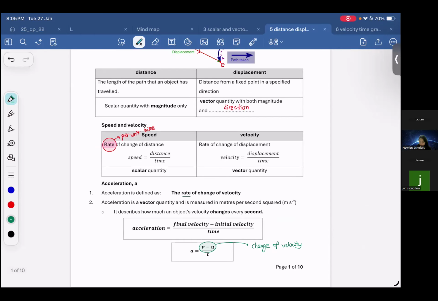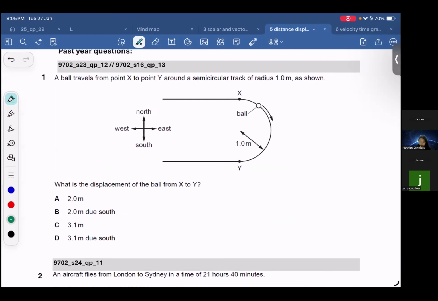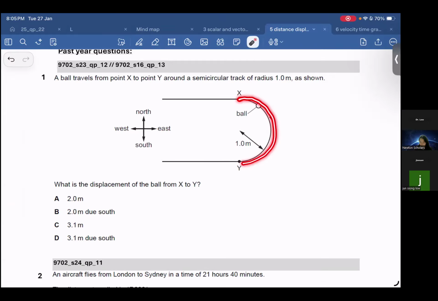So we turn to page number 2. Here, this one is a past year question from 2023 and also 2016. It is about a ball travelling from point X to point Y around a semicircular track of radius 1.0 meter. Can you tell me what is the displacement of the ball from X to Y? Then try.